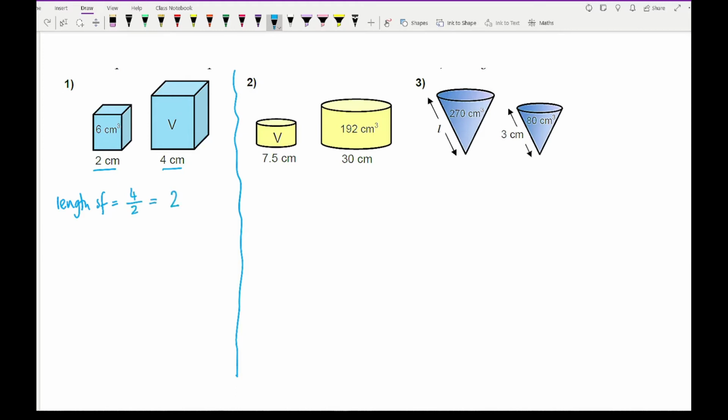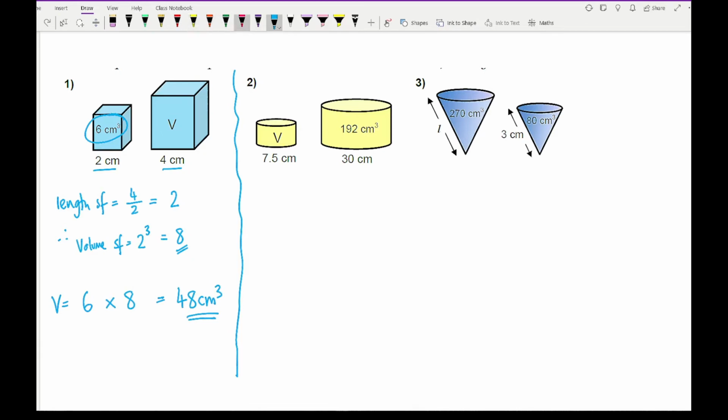Now because I'm looking at volume, that means the volume scale factor, because obviously I need the volume scale factor to work out what V is, is going to be 2 cubed, which is 8. Now looking at this and using the 6 centimeters, I'm going from small to big, so I need to multiply. So V equals 6, which is the volume of the smaller shape, multiplied, because I'm going from small to big, times 8, which gives me an answer of 48, and the units are going to be cubed, so there is my final answer.